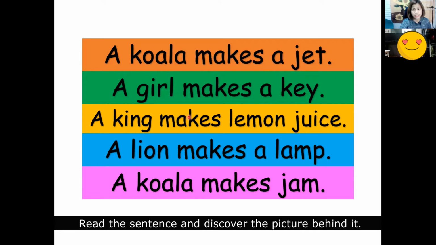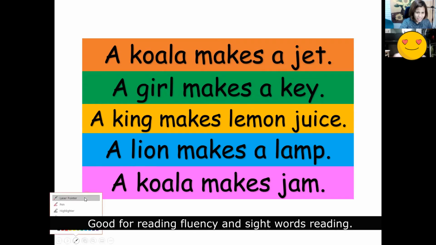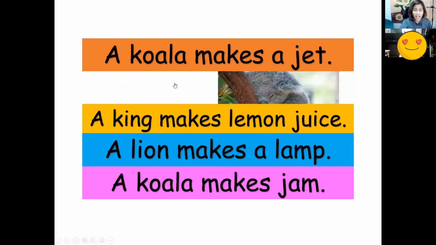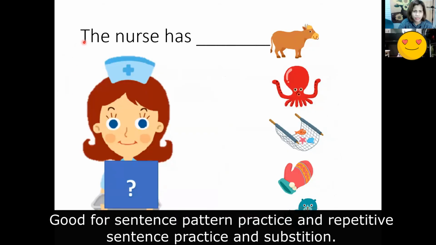Read the sentence and discover the picture behind it. This is good for reading fluency and sight words reading. Oh, what's that? Can you guess what it is? Wow. Koala? Okay, very good. Only one sentence. This is good for sentence pattern practice and repetitive sentence practice.